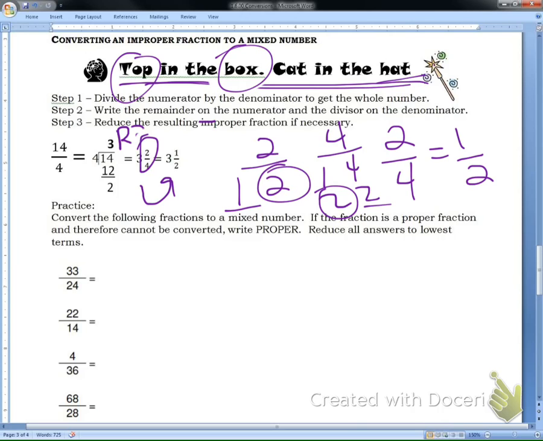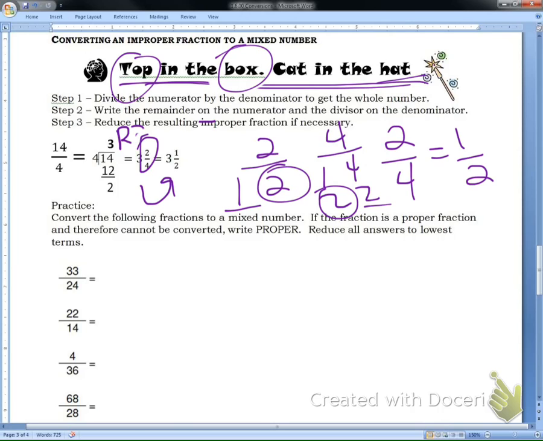Alright, this is going to take some practice, I know. Let's try it with the problems below. Remember that you can only change an improper fraction to a mixed number. Proper fractions can't be greater than a whole, so it will never be a mixed number. So in one of these fractions, there is a proper fraction here, and you need to be able to identify it when you get to it.